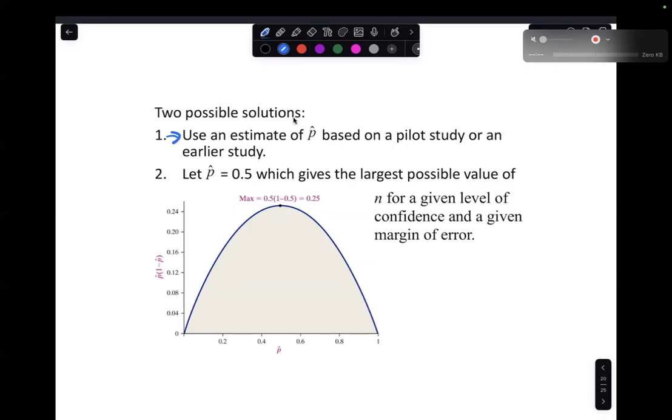If they don't give you a previous study, we're going to use p hat equals 0.5 because it's going to give me the largest possible value. And I'm going to show you there's a big difference between using 0.5 and using a previous study. But if I don't have a previous study, my p hat's going to be 0.5, just the way it is. So these are the two different ways to do this.